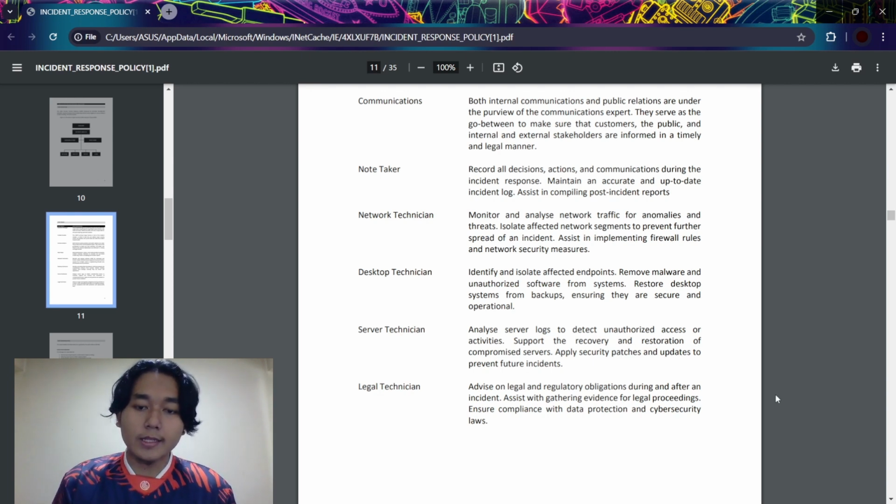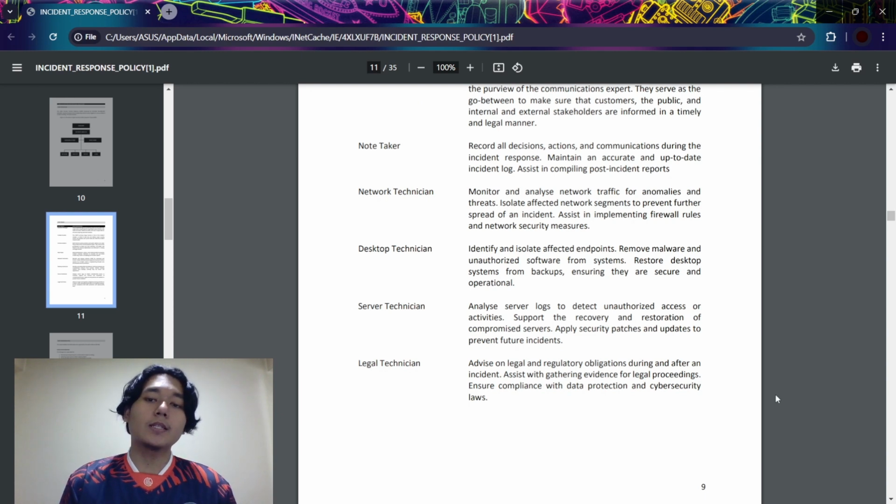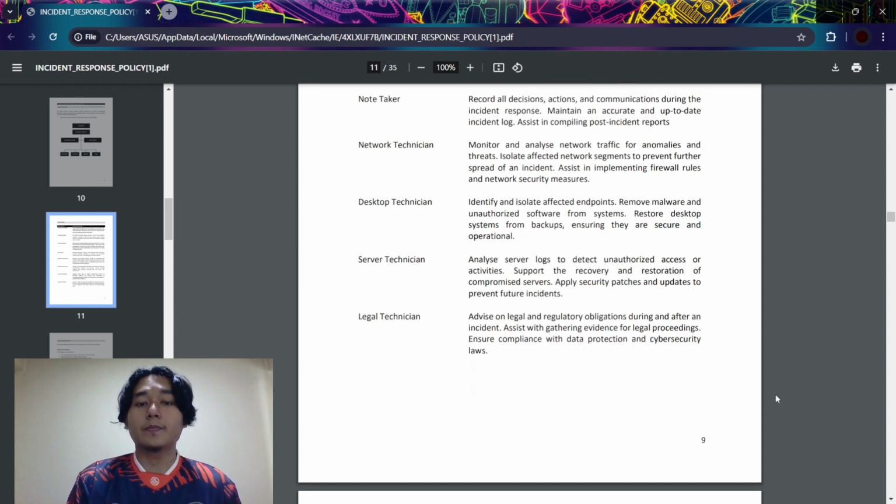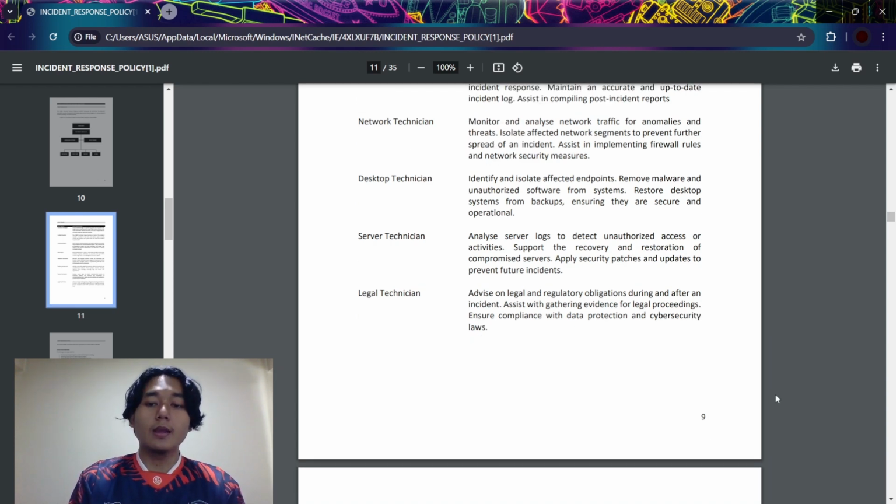Okay, let's go to the technicians. Start with the network technician, who will monitor and analyze network traffic for anomalies and threats. The desktop technician identifies and isolates affected endpoints. The server technician analyzes server logs to detect unauthorized access or activities. And the last one, the legal technician, will advise on legal and regulatory obligations during and after an incident.